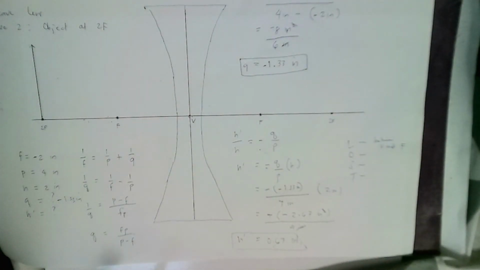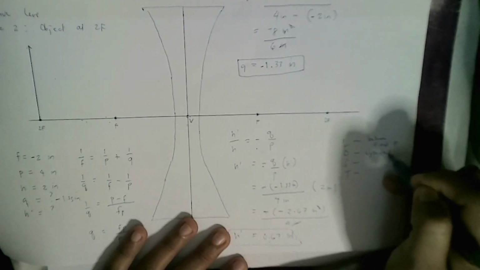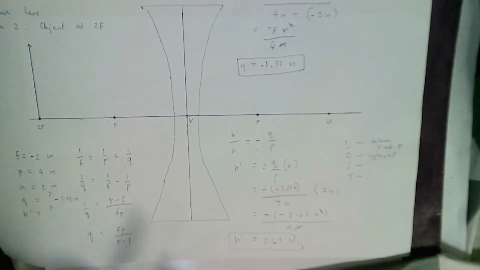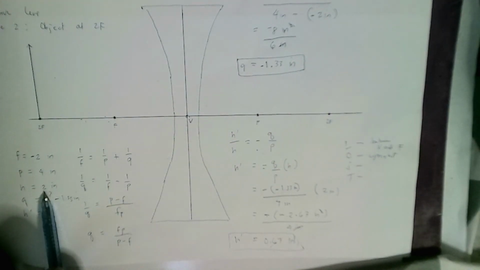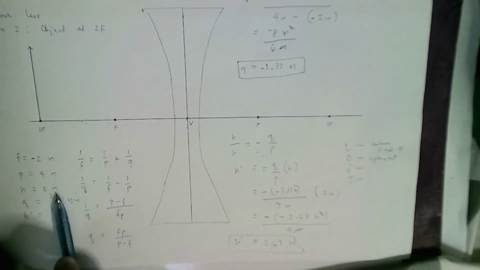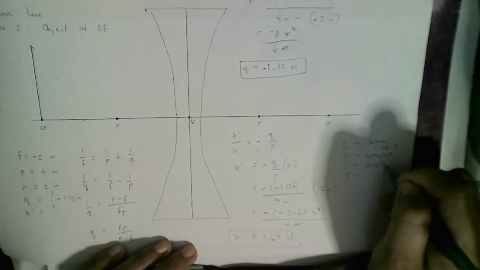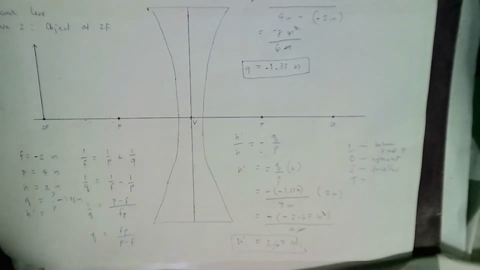Now how about the orientation? Well, we can look at the sign of the height. If the height is positive, that means it's upright. If the height is negative, it's inverted. So this is positive, so this is upright. How about the size? Well, we just compare the original height, which is 2 inches, to the image height, which is 0.67. So if you notice, 2 to 0.67, that means the image is diminished in size. So we call the size smaller. It's smaller than the original object.